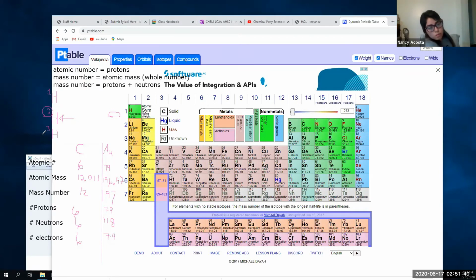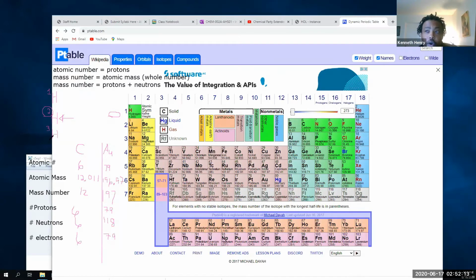Now let's talk about electrons. How many electrons does hydrogen 1 have? 1. How many electrons does hydrogen 2 have? 1, right? Because a proton is positive, and I told you that all elements have to be neutral. So it always has to have the same number of electrons as protons, unless it's an ion, which we're going to get to next.